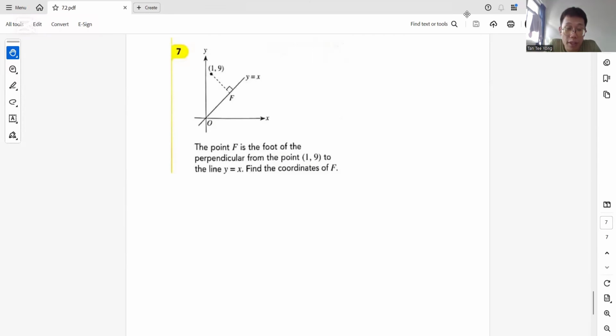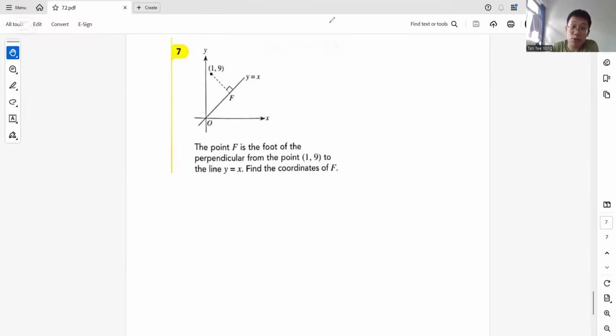Okay, let's do question 7 together. So we have a diagram here, very good. So we don't need to draw. This diagram: the point F is the foot of a perpendicular from the point (1, 9) to the line y equals x. So find the coordinates of F.